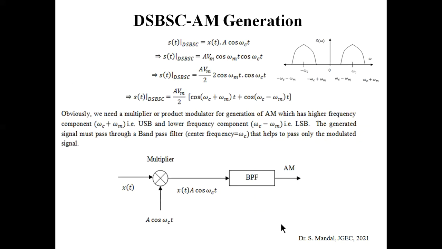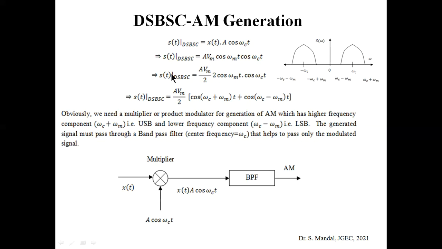Now let's start. Coming to the first slide, the theoretical background of DSBSC AM generation. How can we generate DSBSC AM? As we know, the mathematical equation for the DSBSC can be expressed as s(t) equal to x(t) into A cos omega_c t, where x(t) is the message signal and A cos omega_c t is the carrier signal. Now we can replace x(t) by Vm cos omega_m t if we consider single tone modulation.